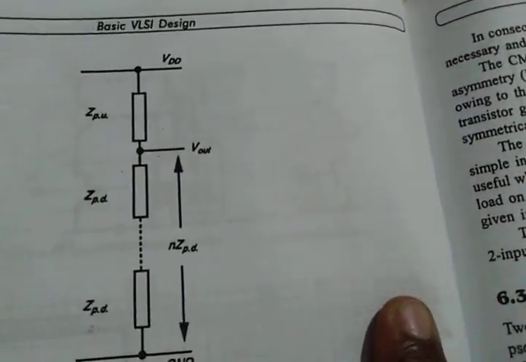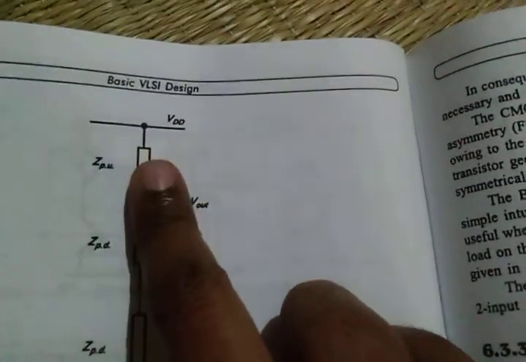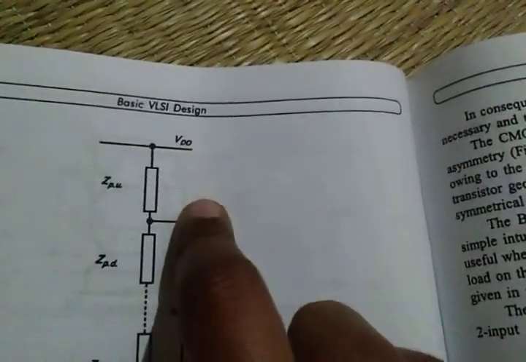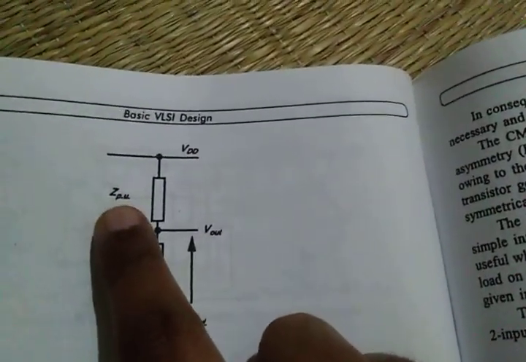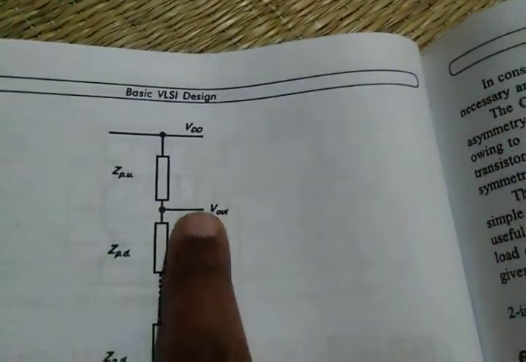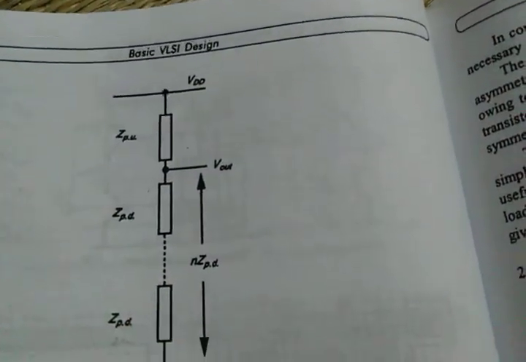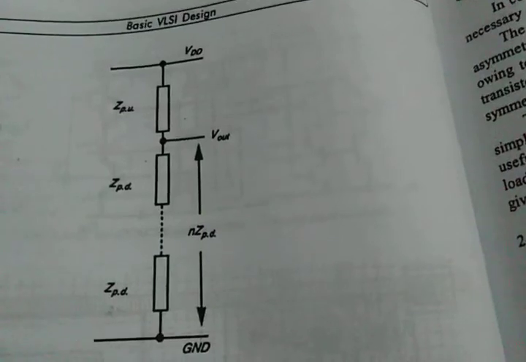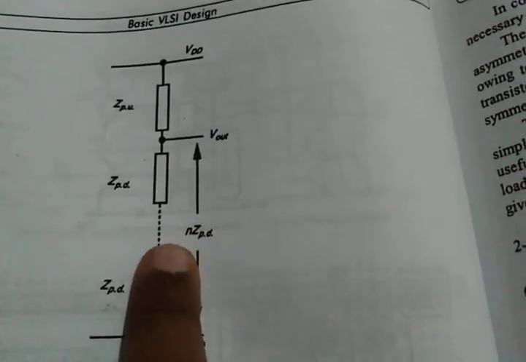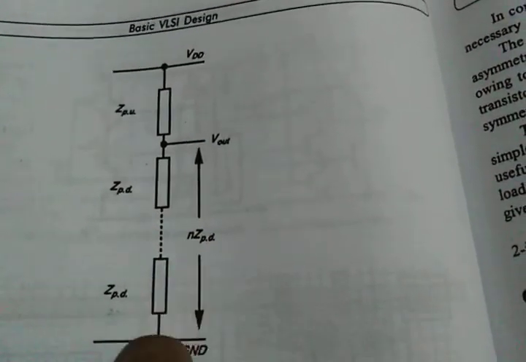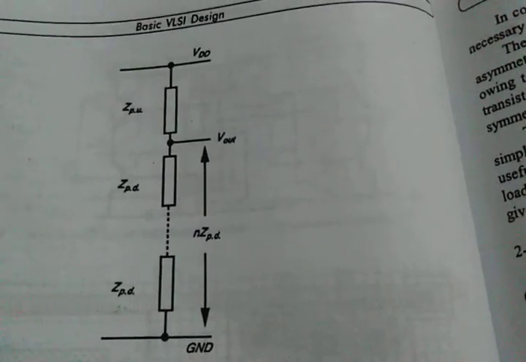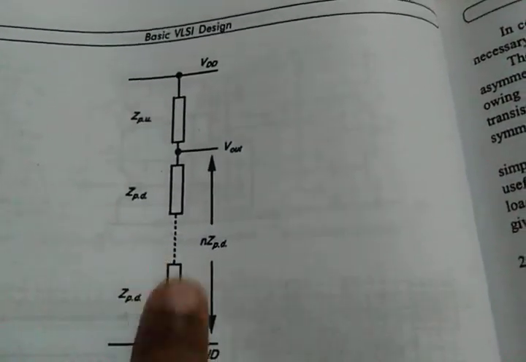See here in the NMOS circuit, the top one is the depletion transistor, that is ZPU, the pull up region, and the bottom is the pull down region. In the pull down region we can take N number of transistors.